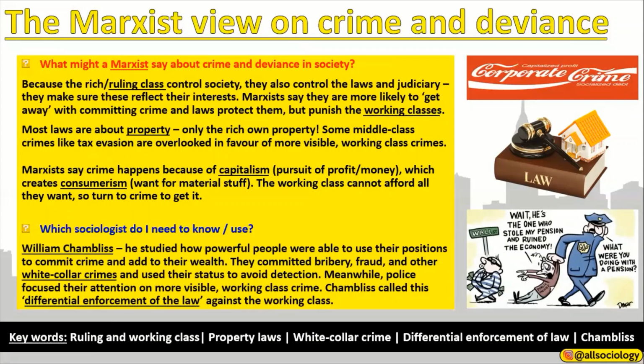Basically, what this means is that he believes that the police focus far more time, effort and resources on catching working class criminals committing visible working class crimes like robbery or theft or street crime, because the police are working in the interests of the rich and the powerful. There's no reason for them to focus on middle class crime and white collar crime or corporate crime, because that's going to disadvantage the middle classes. Instead, they focus their attention far more on those visible working class crimes. And this is what Chambliss calls differential enforcement of the law.